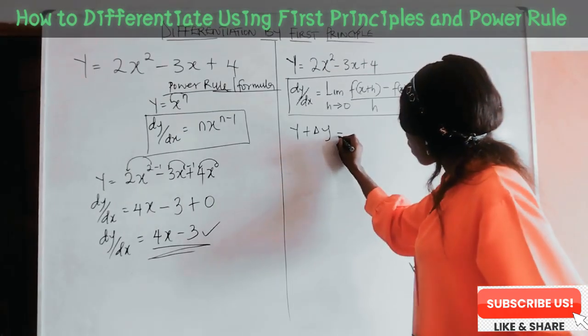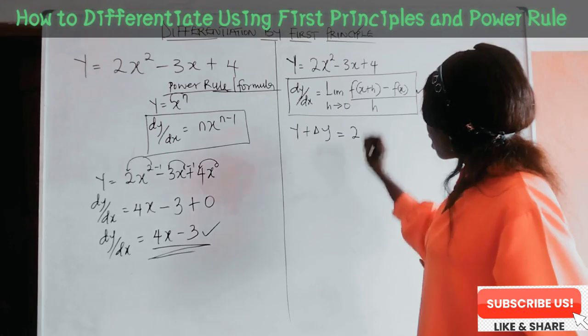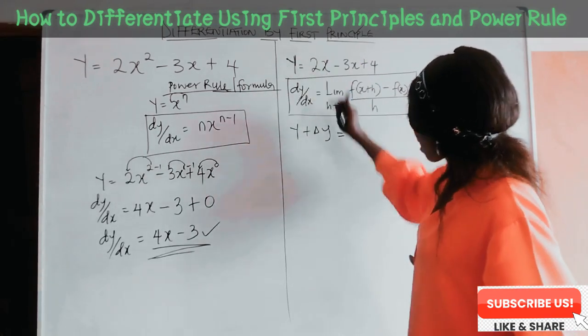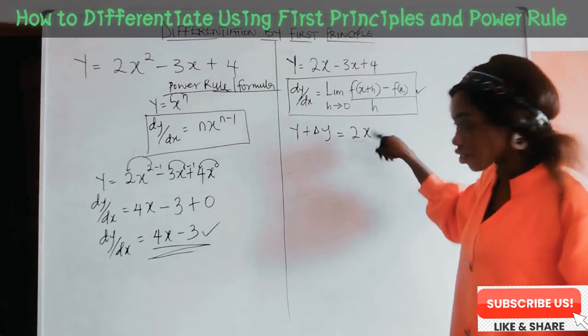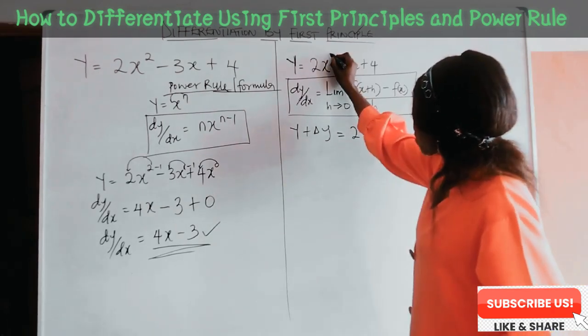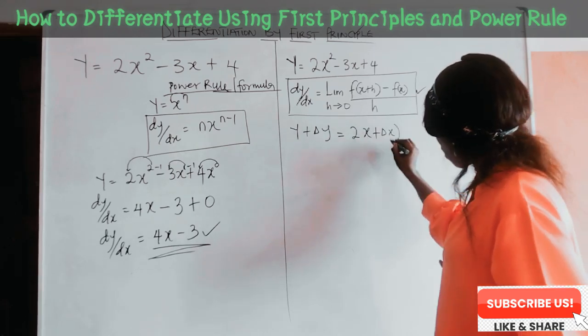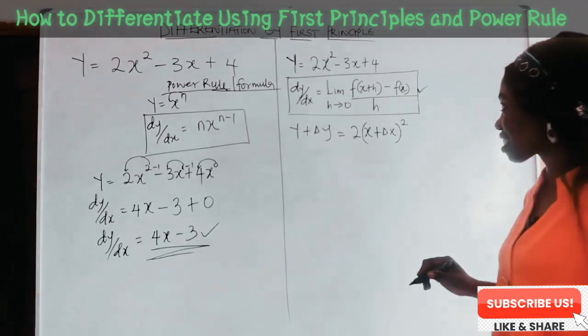It's equal to, then we have 2 here. Let's assume that this is 2x. If it's 2x, our change will now, this will be x, then add the change to this x, it will be x plus change in x. But since it is 2x squared, we're going to have x plus change in x all to the power of 2. I hope it's making sense.